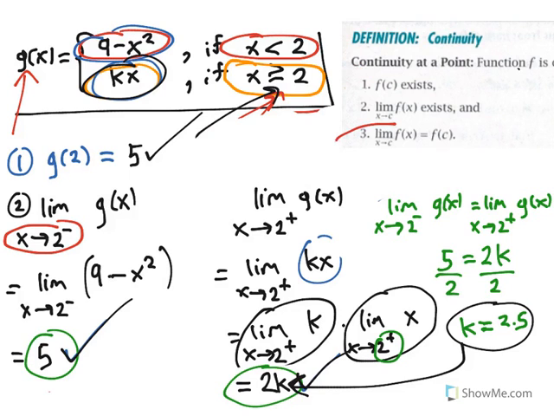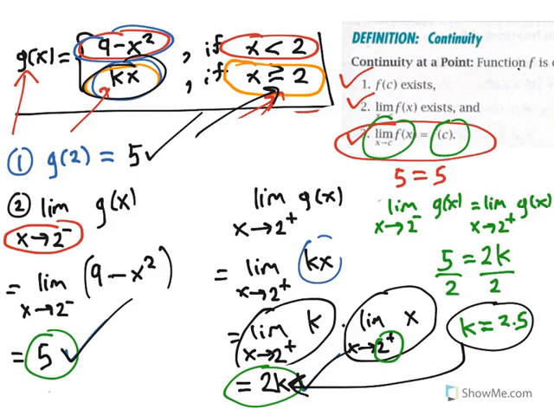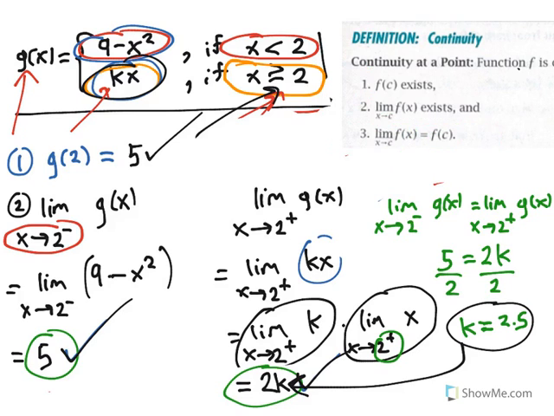So what we just said would also make sure that the third condition from the definition of continuity is satisfied, because the limit of the function g of x as x approaches 2 is equal to 5, and that is equal to g of 2, which is also equal to 5. So we will have 5 is equal to 5, and all three conditions from the definition of continuity would be satisfied at x is equal to 2 when we choose k to be equal to 2.5.